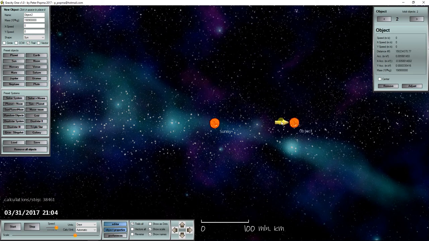Let's place two stationary solar objects into space. Start the simulation. Observe what happens. They start moving towards each other because the force of gravity is acting upon them.